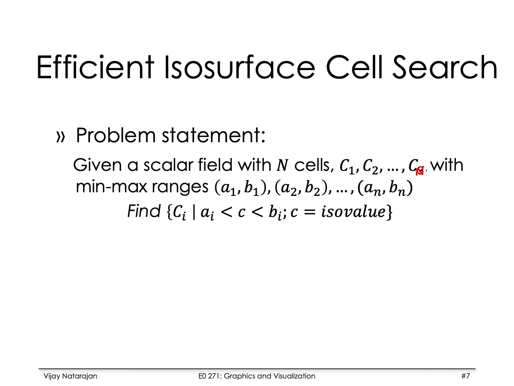With min max ranges A1, B1, A2, B2, and so on, An, Bn. So these are the n cells. The requirement is to identify isosurface cells. So the requirement is to find all cells C sub I such that A sub I less than C less than B sub I. Right? So I hope this is clear.